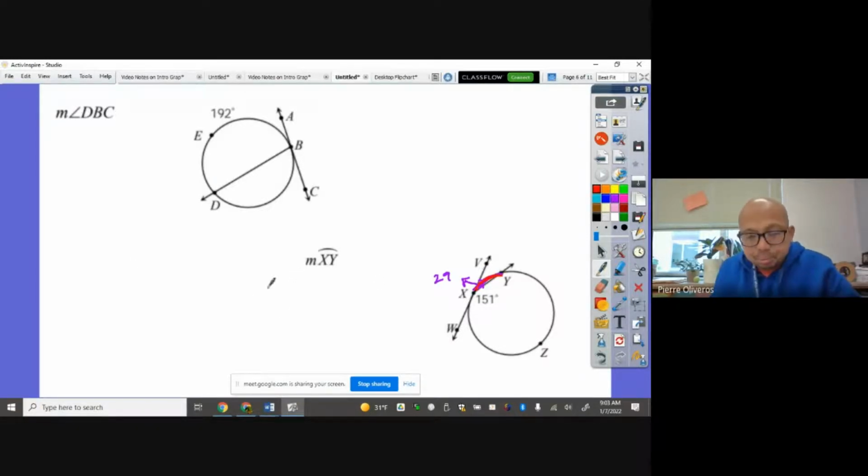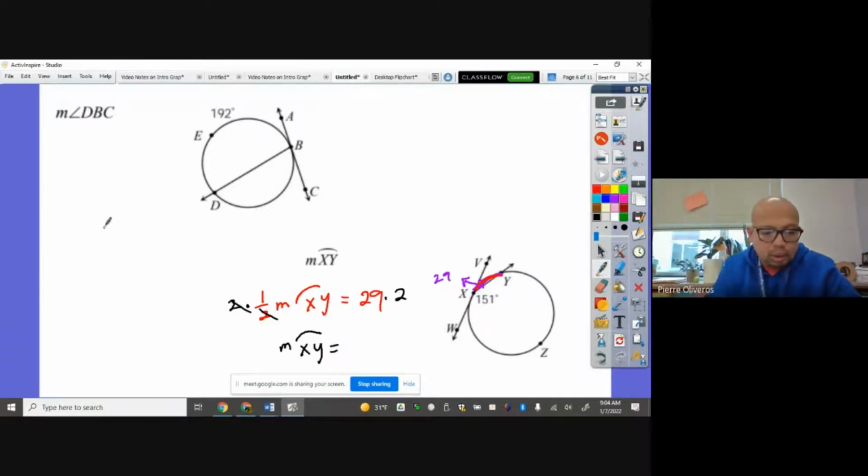So what do we do here? You know that the formula is half of the measurement of arc XY is equal to 29. That's the angle. So we just multiply both sides by 2, that will cancel it out. So the measurement of arc XY is 29 times 2, which will give us 58. Kaboom.